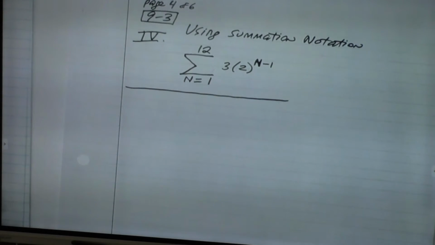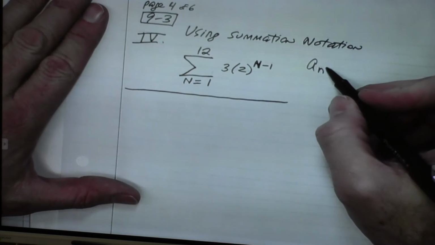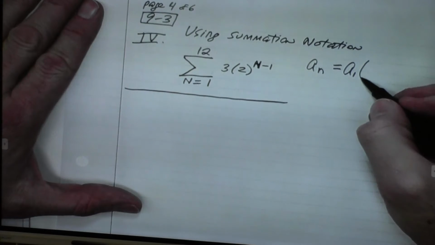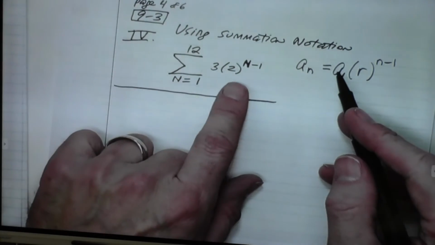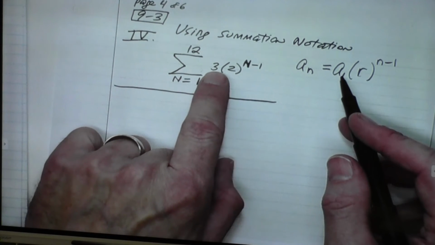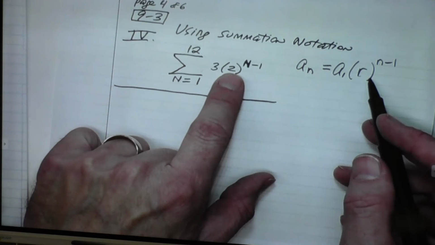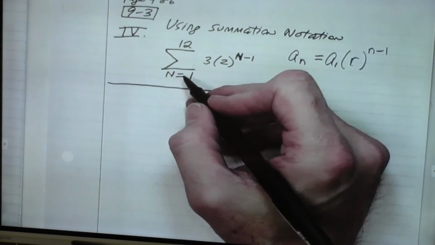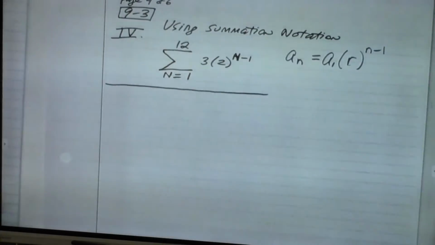Let me write it here. Remember that the amount of a term is equal to the first term times the ratio, raised to the power of n minus 1. Look at the format. So that tells you right now what the first term is, and it tells you what the ratio is. So we now know two things. And this is written so that it tells you what term you want to start the adding with, and what term you want to end the adding with.